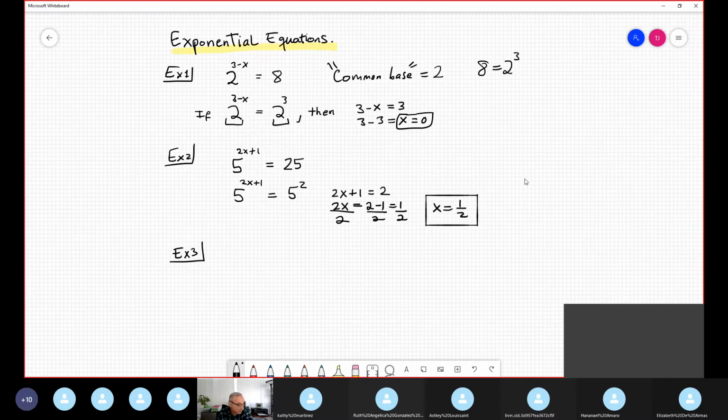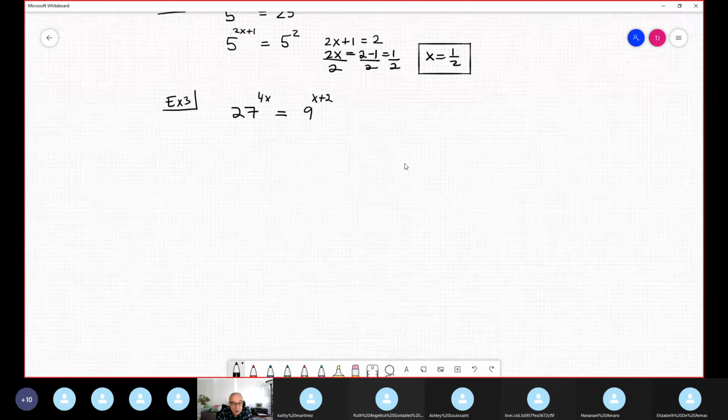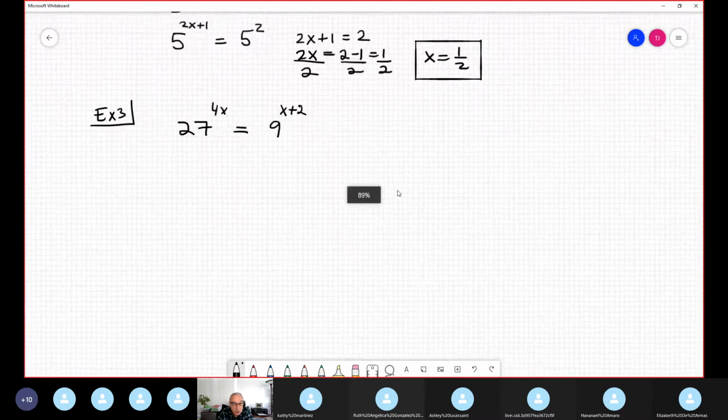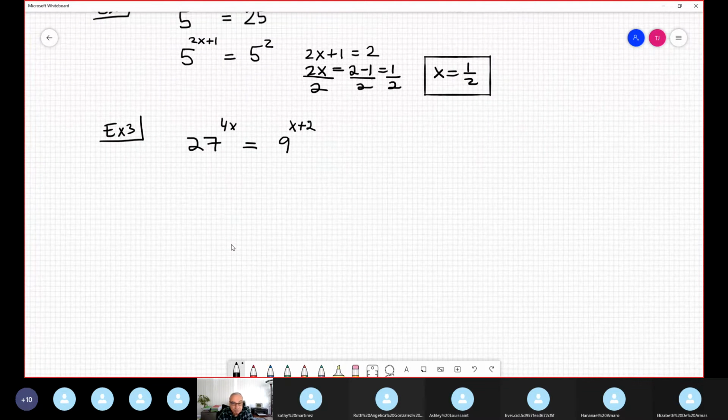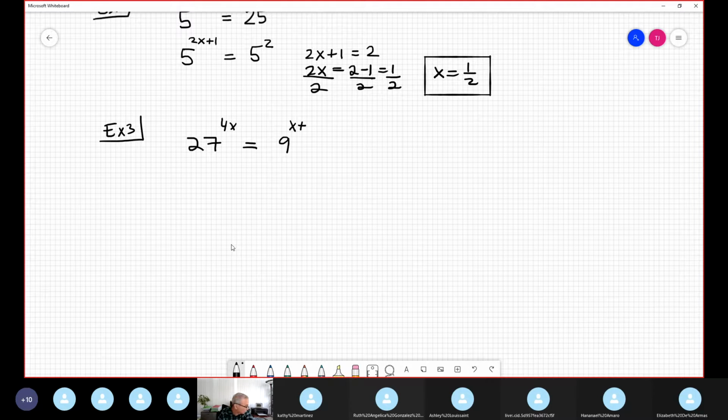Okay. Suppose, Caroline, example 3 is 27 raised to the 4x, this is the exponent part, equals 9 raised to the x plus 2. In this case, what do you think is the common base? In this case, what do you suppose is the common base? 3. You're right.